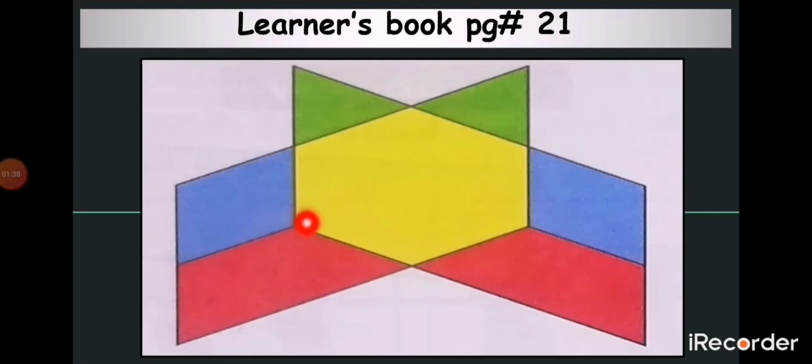Look at the red one. 1, 2, 3 and 4. 4 corners, 4 sides. It's an irregular shape because all sides are not of the same length. So now look at the center one shape. Count the corners. 1, 2, 3, 4, 5, 6. 6 corners. And sides. 1, 2, 3, 4, 5, 6. 6 sides and 6 corners. Which shape is this? Yes, it's hexagon.